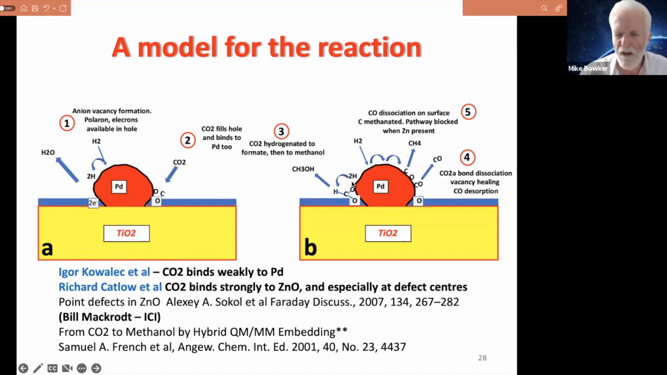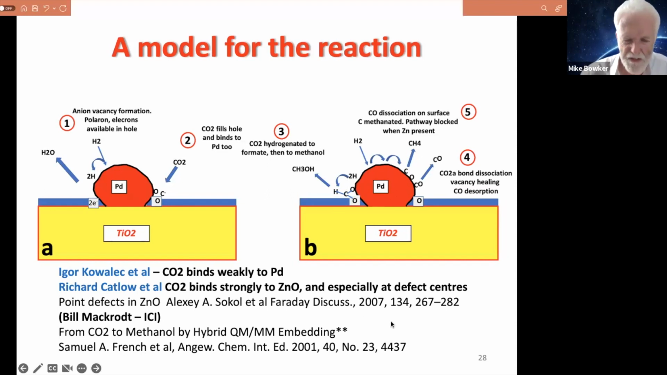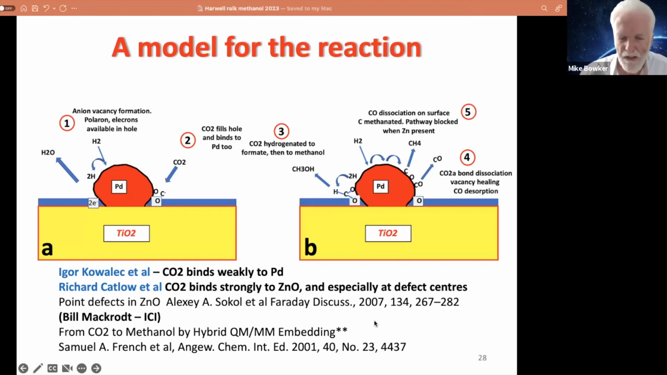Hydrogen can then spill over onto that CO2 and make a formate in that position. And French and Richard Catlow and their colleagues did some calculations of the conversion of CO2 to methanol to show that it was feasible in zinc oxide defects to do that process.